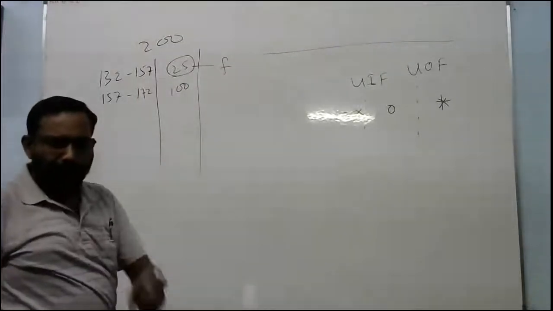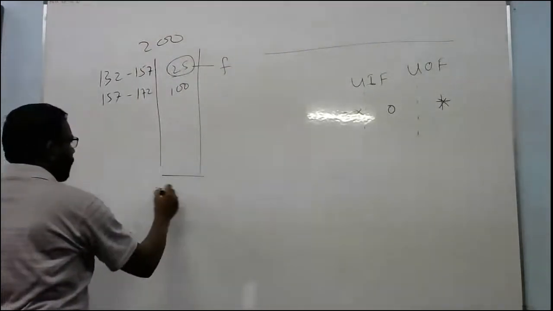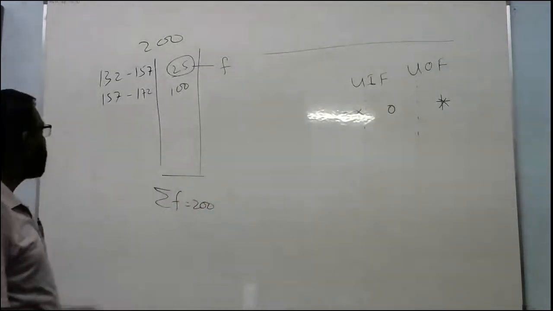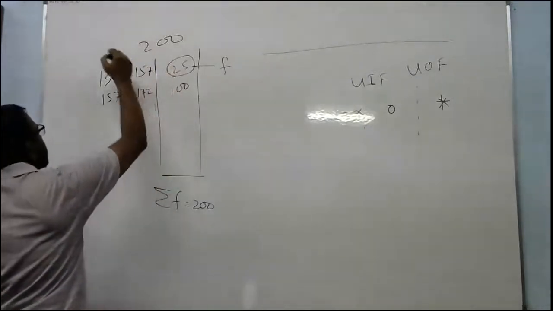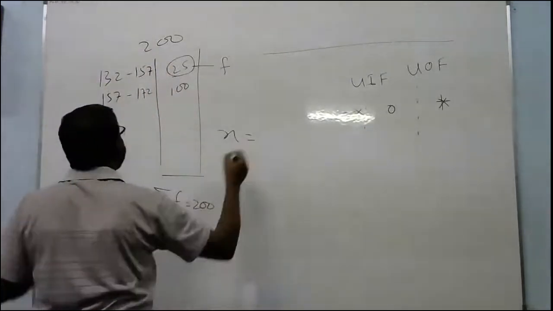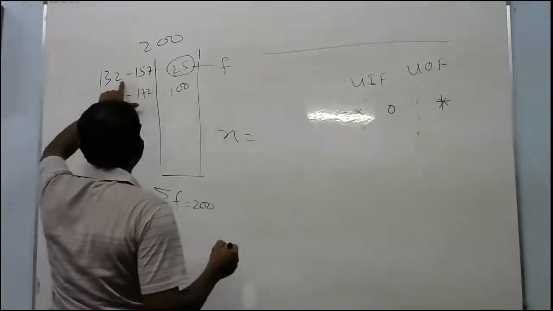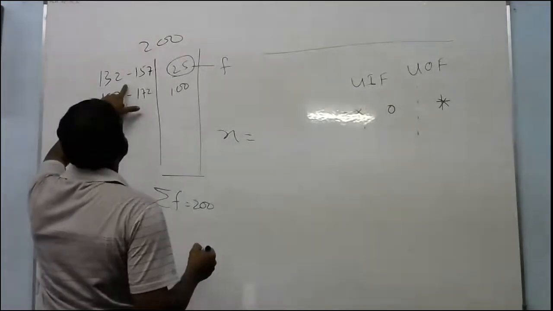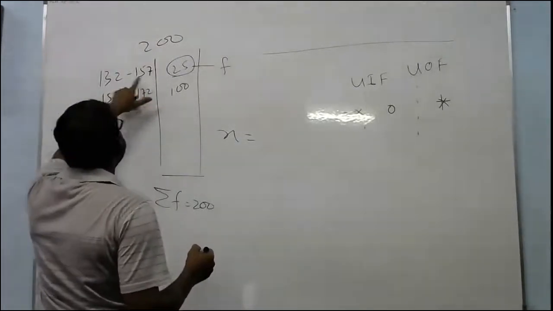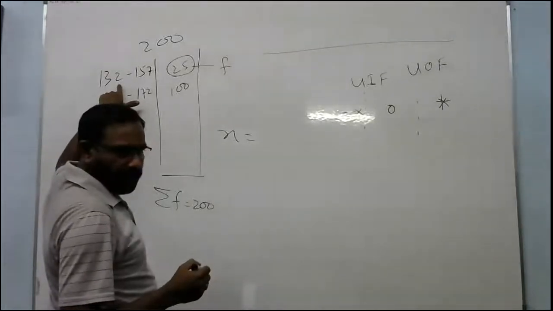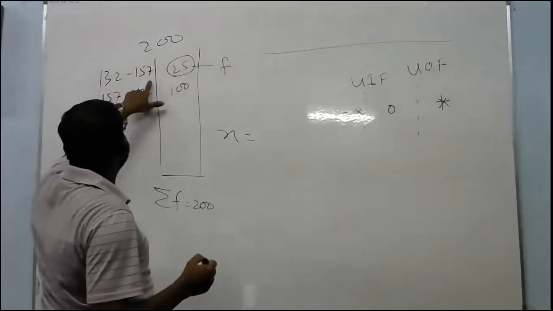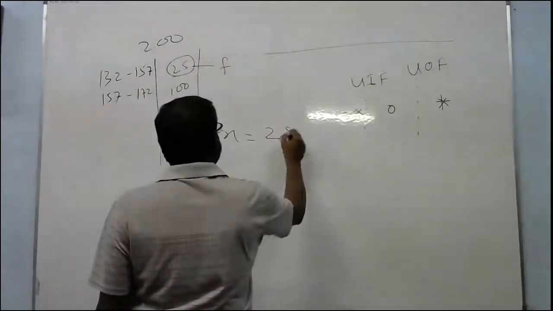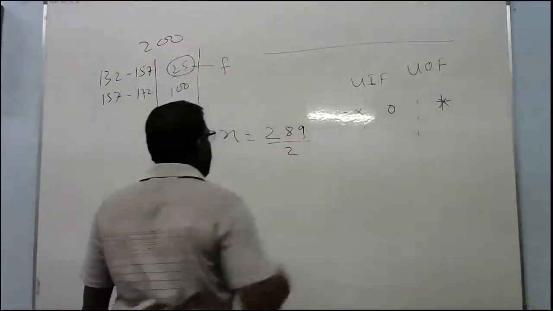So in the formula, we can fill it to the f. Summation of f is, in our example, 200. No problem there. What is x? X is actually the middle point of these two. What is the middle point of these two? That is, you add these two values and divide by 2, for example. Add these two values, divide by 2. That is 289 by 2.